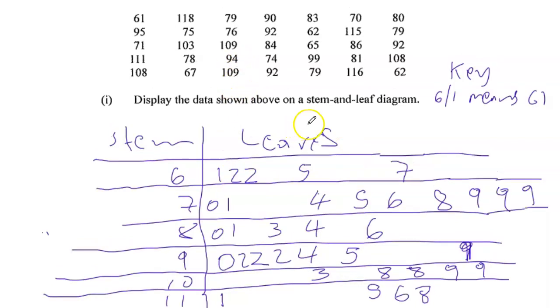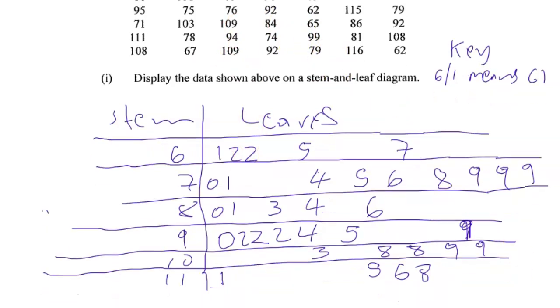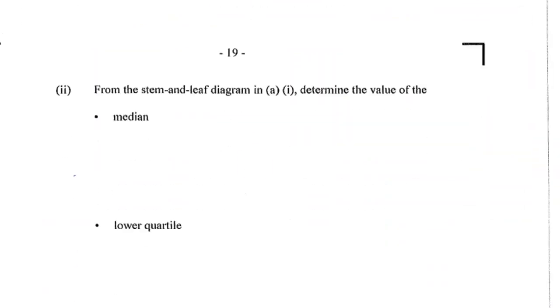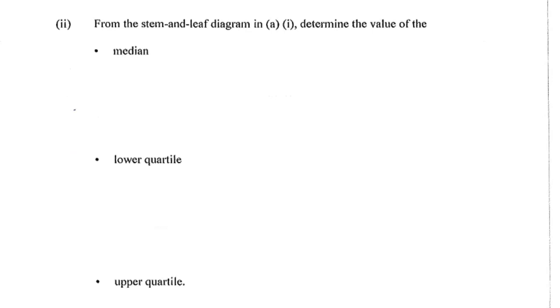Okay, so pause the video and just complete the stem and leaf table there. Notice each digit in the leaf represents a different number. Each digit here represents the final digit of the various numbers in the data set. So what are we asked to find now? The mean, the median, the lower quartile, and the upper quartile.